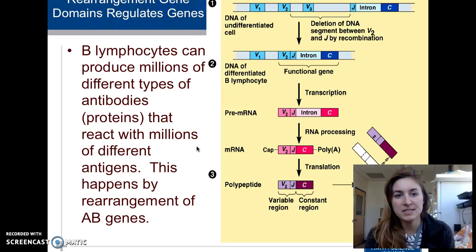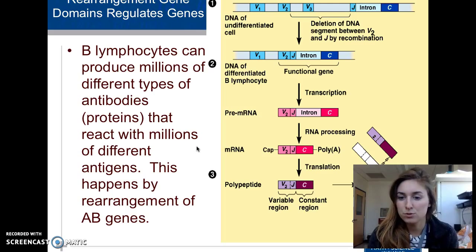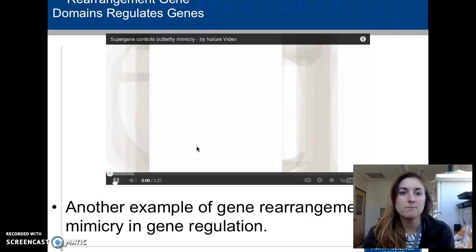Another example of this: B lymphocytes, our immune system cells, can produce all different types of antibodies that react with millions of different antigens and diseases. This happens because we can rearrange our antibody genes. Every time the sperm and egg are made, these genes are rearranged a little bit, and this is why some people are immune to certain diseases.